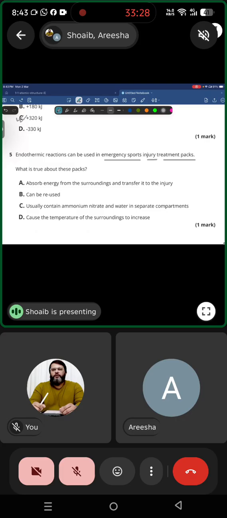Okay, what is true about this pack? Absorbs energy from the surroundings and transfers it to the injury, can be reused, usually contains ammonium nitrate and water in separate compartments. C is the correct answer here. Most sports injury cold packs contain ammonium nitrate and water, which react endothermically when mixed together. Got it? So they provide the heat energy.